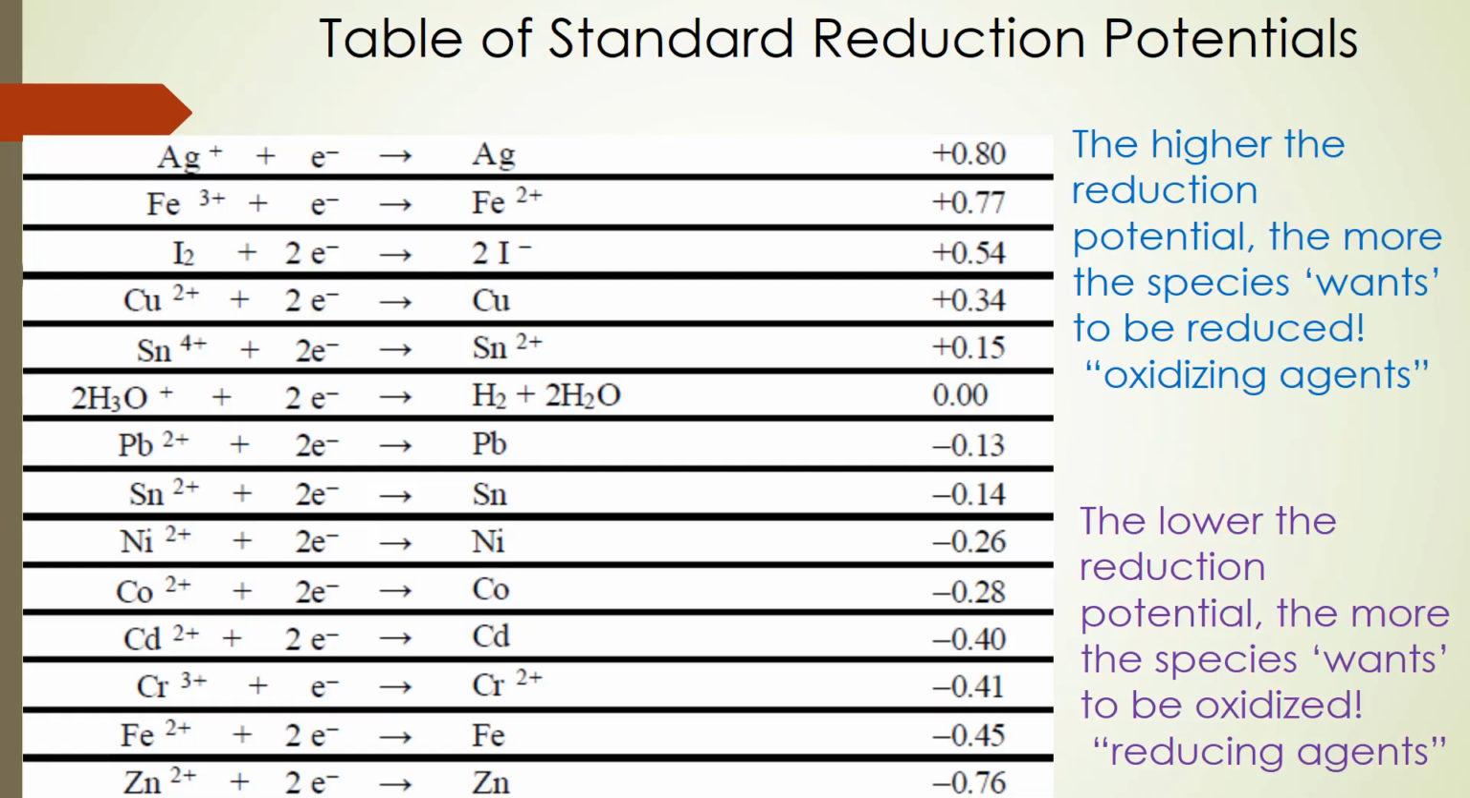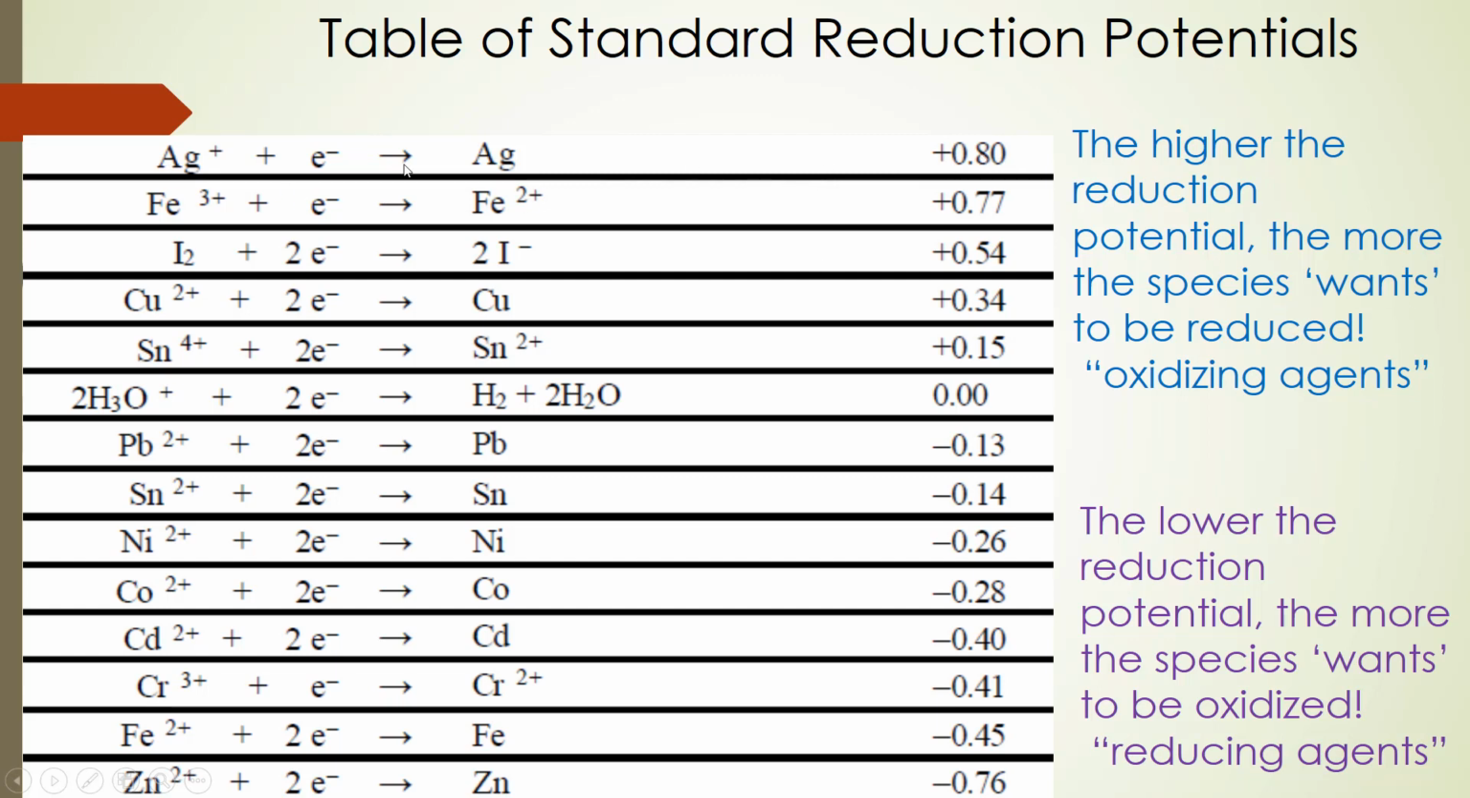So here's a table that gives you a nice set of examples of standard reduction potentials. There's a lot more of these. There's a big chart in your textbook. Often they're in an appendix at the back of the textbook, or you can find tables of them online. The higher the reduction potential, for instance, looking at the silver plus to silver metal reduction, the higher that potential is, the more that species wants to be reduced.